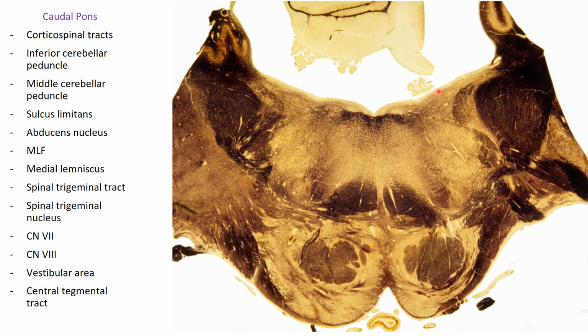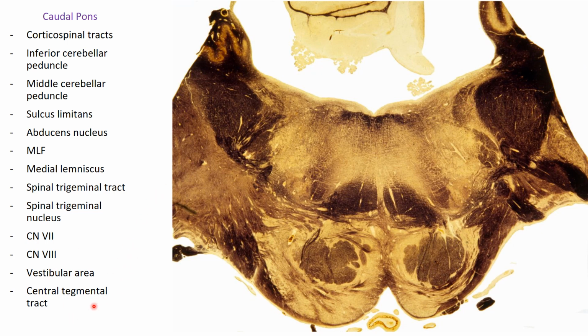Now, again, I do want to point out as we go laterally to the sulcus limitans, this region over here is going to be your vestibular area. So there's your vestibulocochlear nerve. There are going to be various nuclei associated with this region, which we're not going to go into detail in this particular video once again.